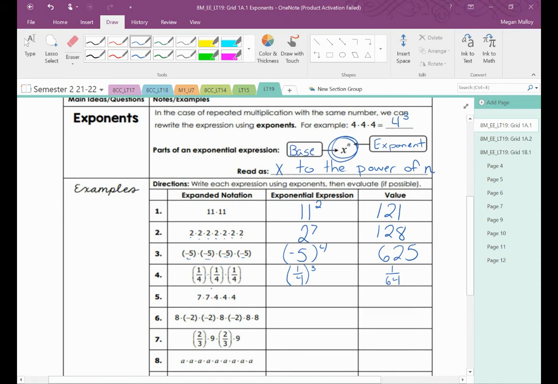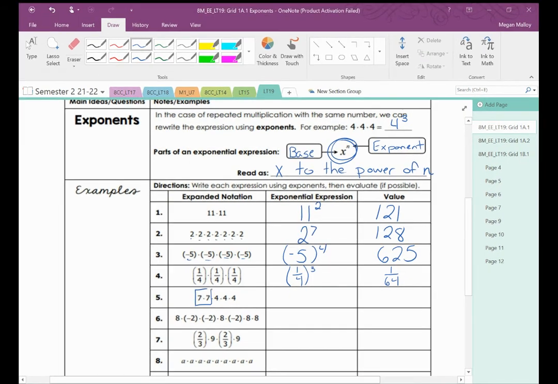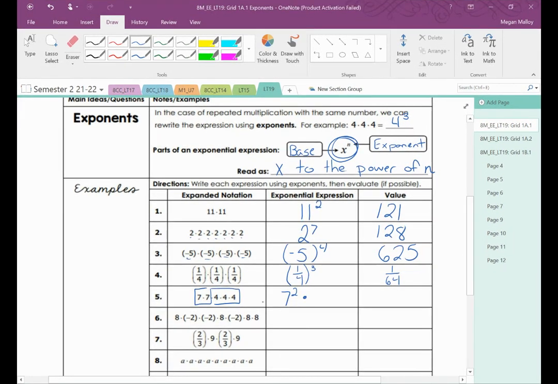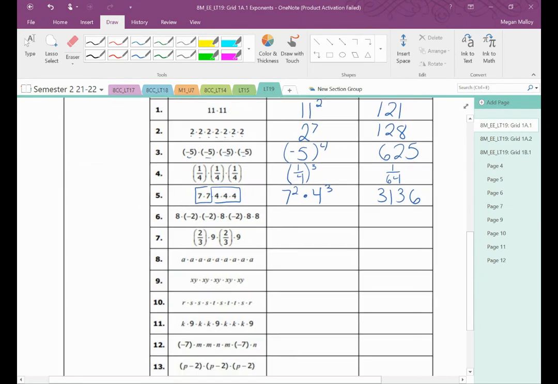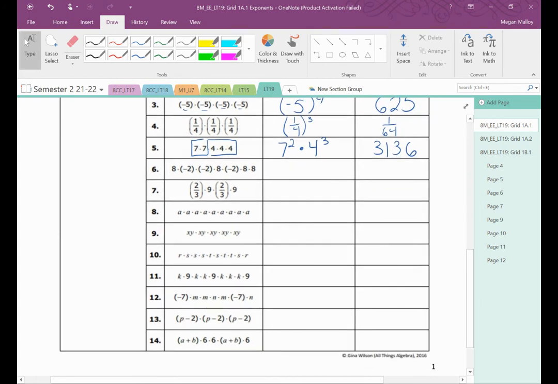Number 5, notice I have 2 different bases. I have 7s and I have 4s. So this would be 7 is multiplied by itself 2 times, and I'm multiplying that by 4 multiplied by itself 3 times. So you'd have 7 squared times 4 to the third. Okay, 7 squared is 49, and then 4 to the third. Together we would get 3,136.